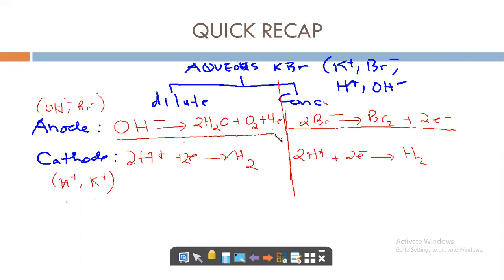However, when it comes to concentrated, although OH is least stable and we expect it to be discharged here, according to the rule I explained, the problem here is now concentrated. Bromine is more concentrated, so instead of OH minus, the bromide ion will be discharged.